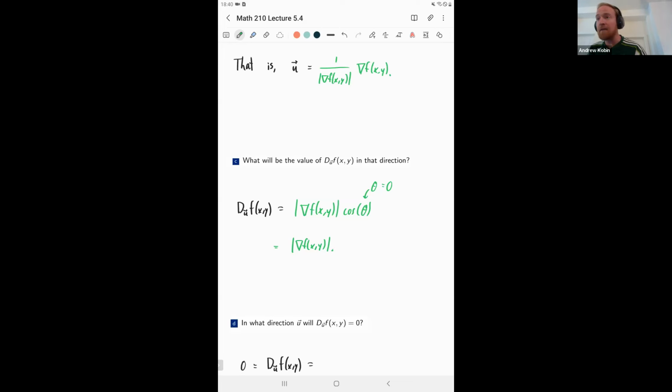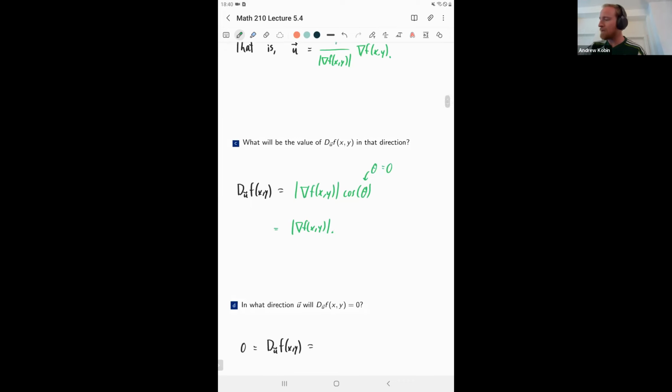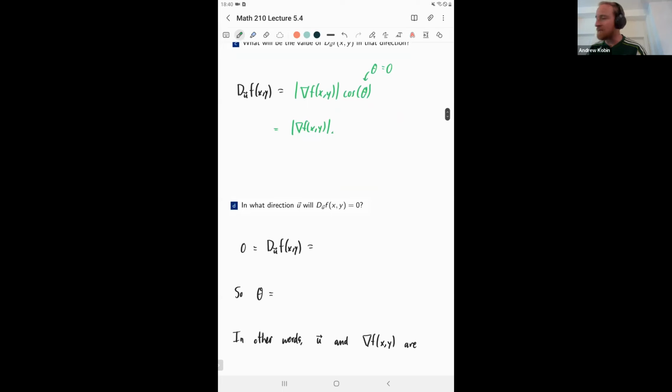And the length of the vector, that gradient vector, tells us the actual rate of change in that maximal direction. So it tells us all we possibly need to know about rates of change of our function, at least if we're trying to maximize that rate of change. Let's answer the other question, which was what's the minimal rate of change?